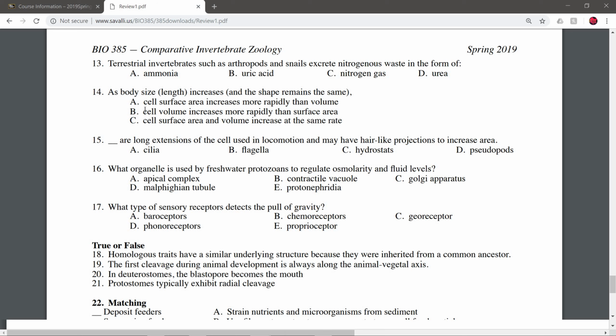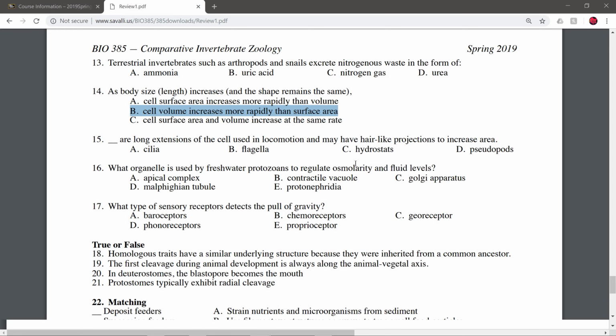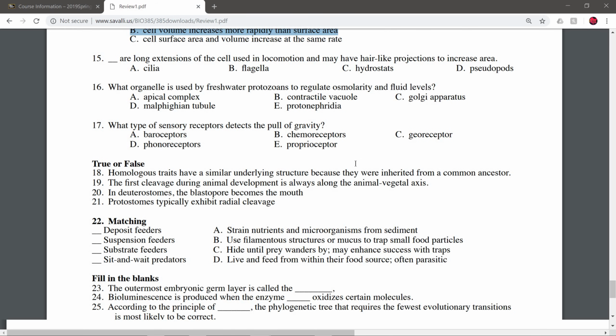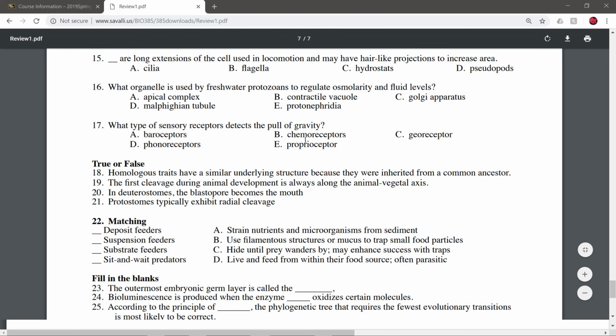14. As size, the length of an organism increases, how many say A, cell surface increases more rapidly than volume? How many say B, volume increases more rapidly than surface area? Or D, that increases at the same rate? Correct answer is B. Again, most of you haven't got that.